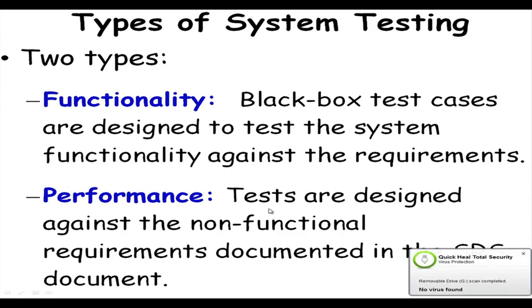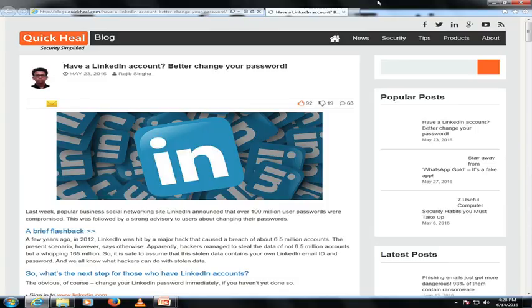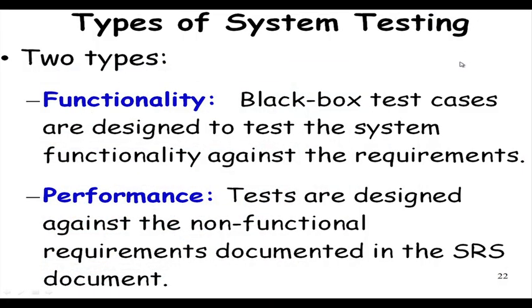Actually, we had said in the last session that there are three types of system testing depending on who carries out the testing. If it is done by the developer side, it is known as alpha testing. If it is done by some friendly customers, it is known as beta testing, and if it is done by the customer himself or herself, it is known as acceptance testing.